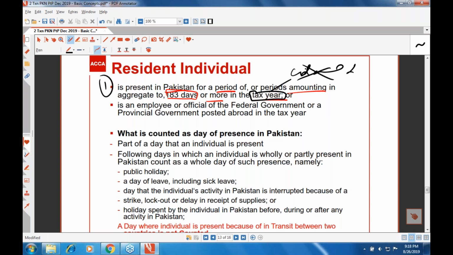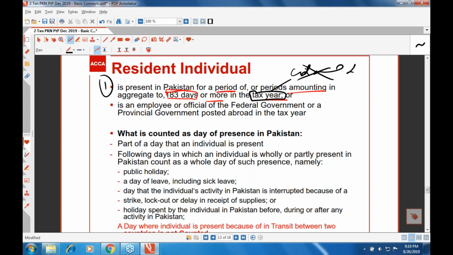Now what next? The next situation is: do we need to be in Pakistan for a continuous period of 183 days? The answer is no. Even if you go out of Pakistan, you come back to Pakistan, you go out of Pakistan, you come back to Pakistan, the 183 days are going to be considered in aggregate in a tax year. So it has to be in aggregate in a tax year.